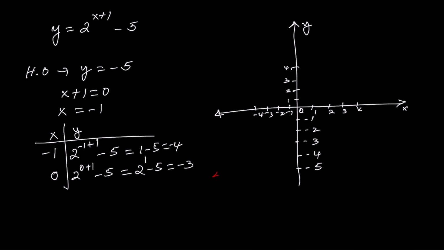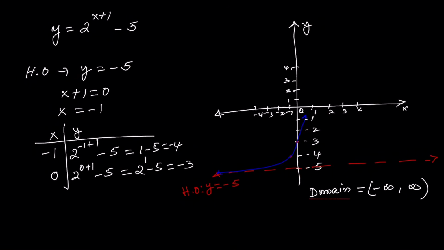To graph the function, draw the horizontal asymptote at y equals -5. Plot the points (-1, -4) and (0, -3). Start near the asymptote and curve upward through the points. The domain is -infinity to infinity, and the range is y greater than -5.